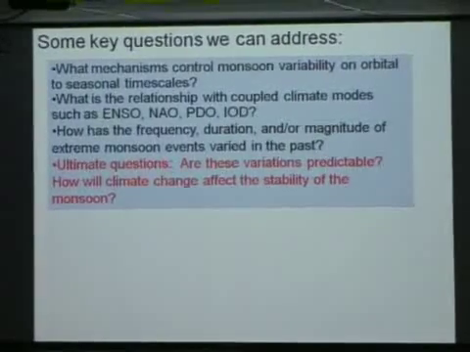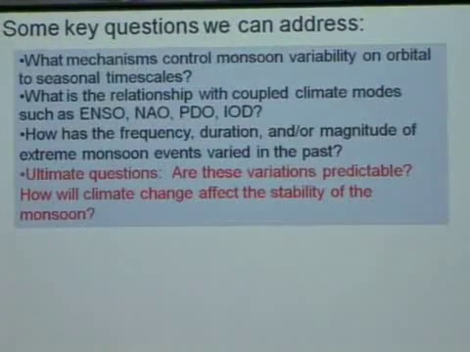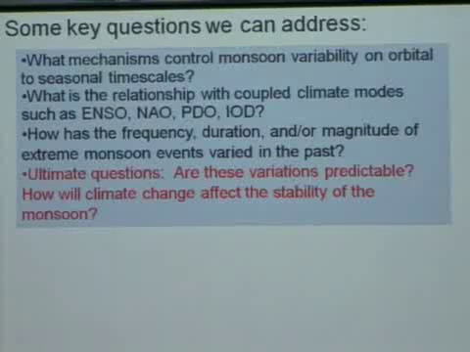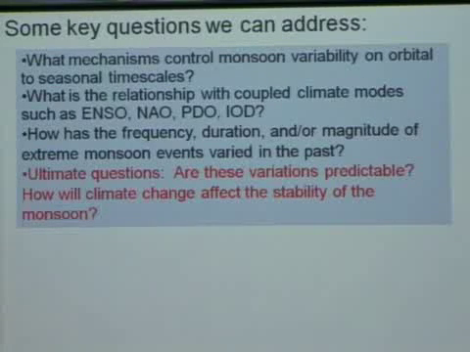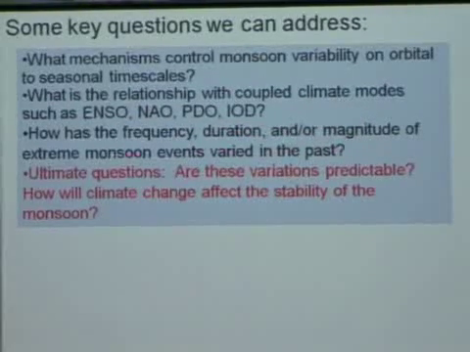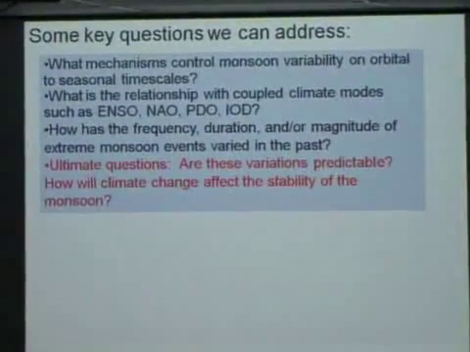So now that we have our proxy, we can think about what questions we actually want to address. There are several questions about the monsoon. Some of the key ones we could look at are: what are the mechanisms that control monsoon variability on a range of timescales, from orbital, Milankovitch timescales, all the way down to seasonal timescales? And what is the relationship with certain coupled climate modes, such as El Nino Southern Oscillation, the North Atlantic Oscillation, the Pacific Decadal Oscillation, or the Indian Ocean Dipole? Because we can get such high resolution records from these, we can potentially address these questions. And then, how has the frequency, duration, and or magnitude of extreme monsoon events varied in the past?